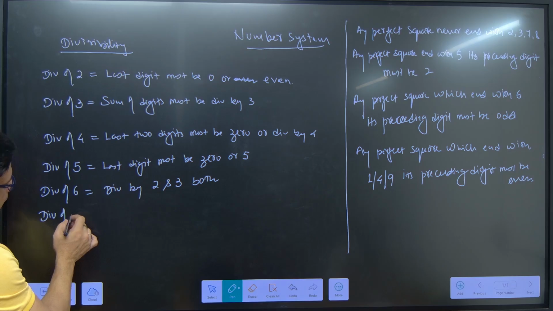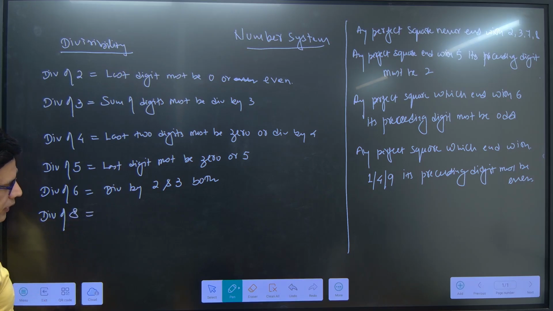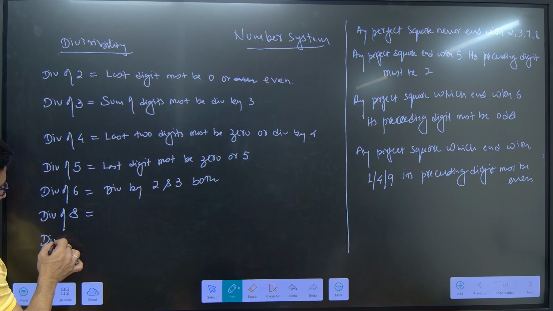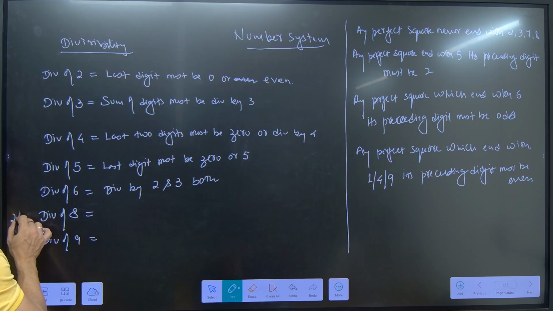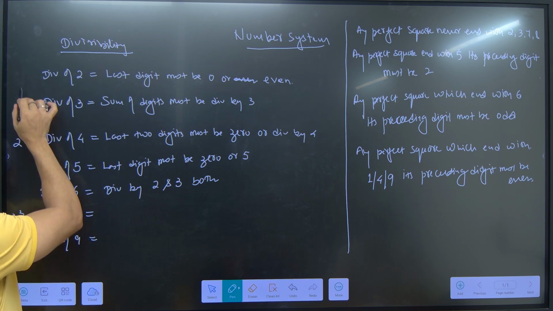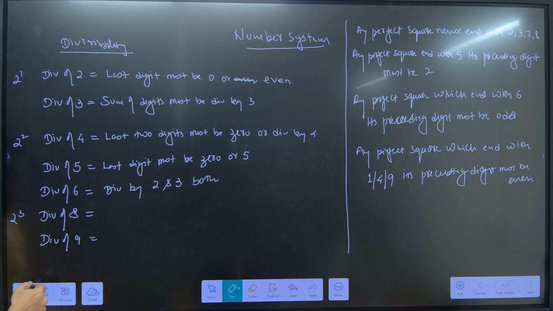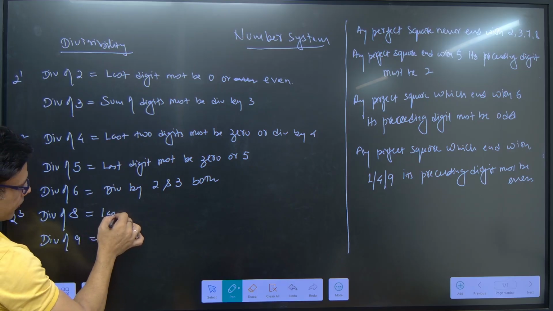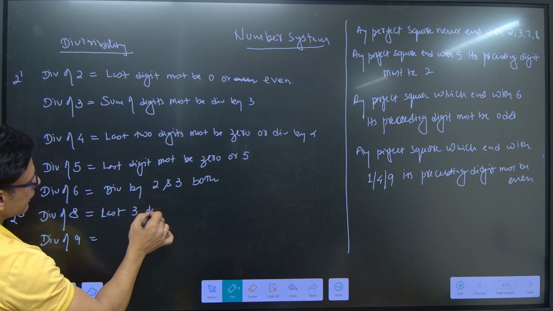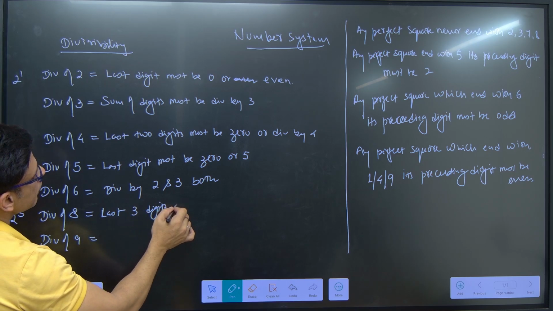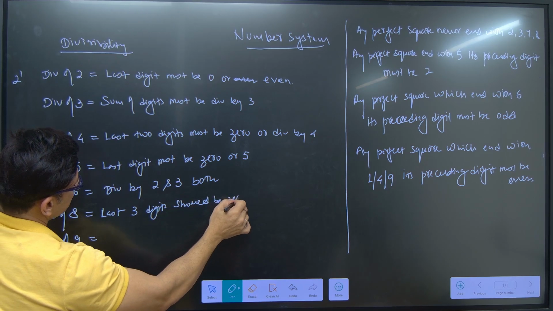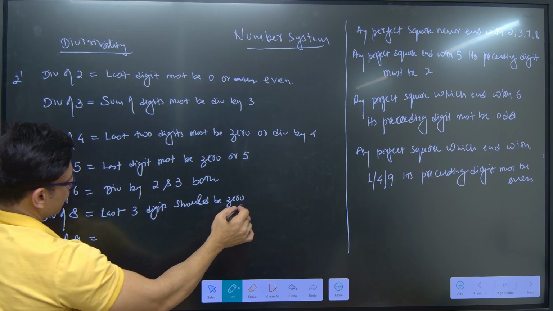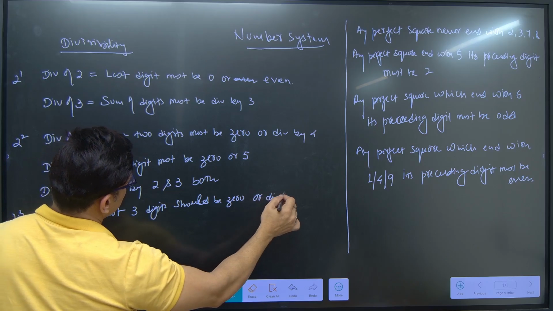We'll come to 7 later. First, let's talk about 8 and 9. See, 4 is last two digits. Then 8 is nothing but 2 cube. This is 2 square. This is 2 raised to power 1. So divisibility of 8 is what? Last three digits should be 0 or divisible by 8.